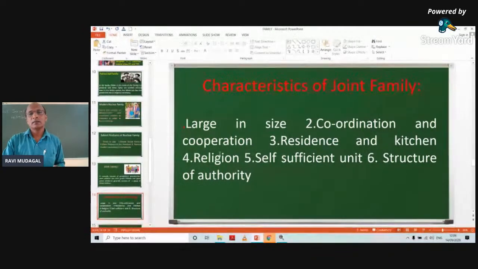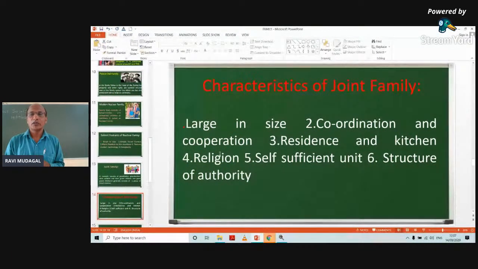We know that joint family is large in size. The second characteristic of joint family is coordination and cooperation. Coordination and cooperation is the second characteristic of joint family, right? Usually, in joint family, senior people have the full powers. We find senior people, I mean, the head of the family, seniors have the full powers. What they direct, what guidance they give, that is final. Senior people have the right to take decisions, but not the juniors.